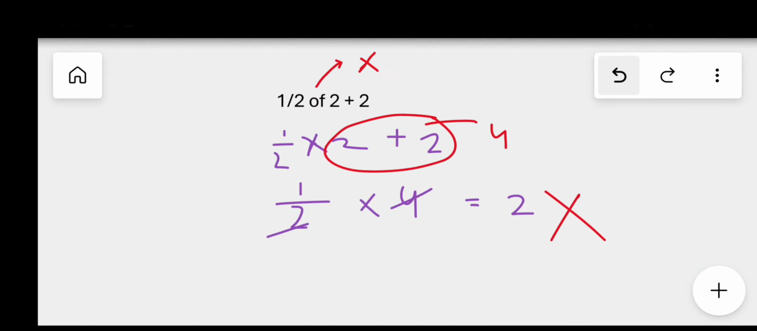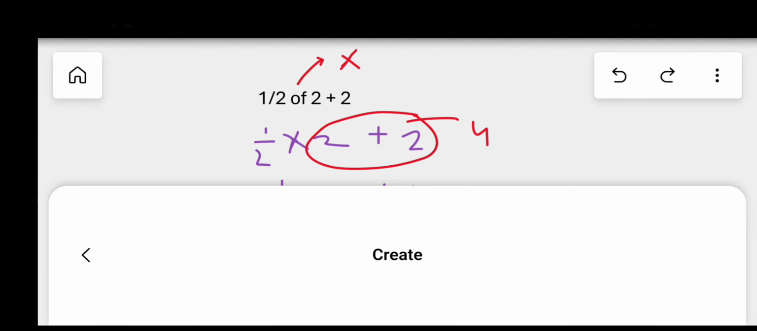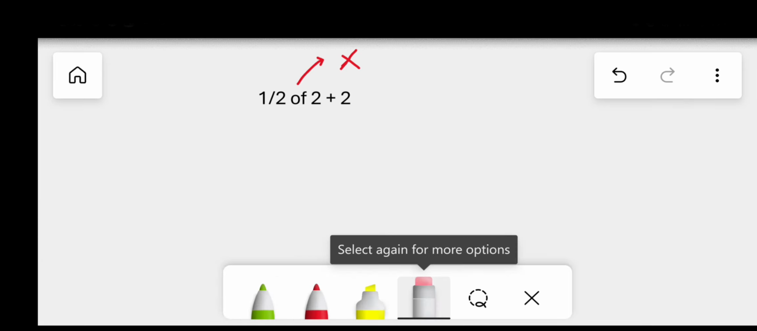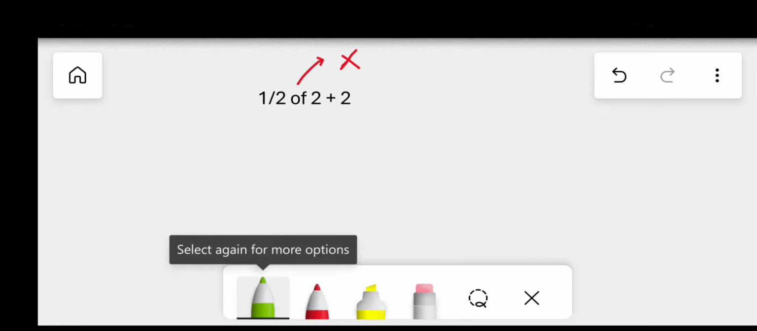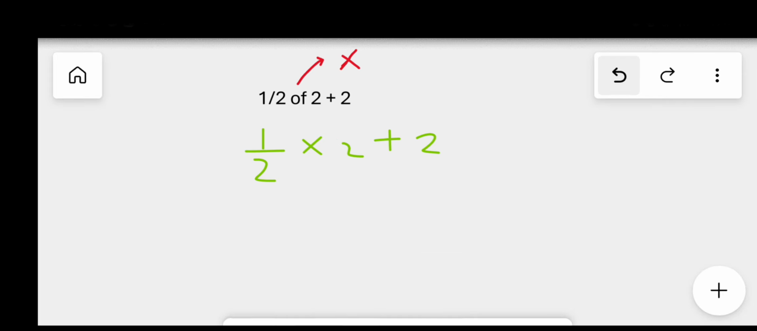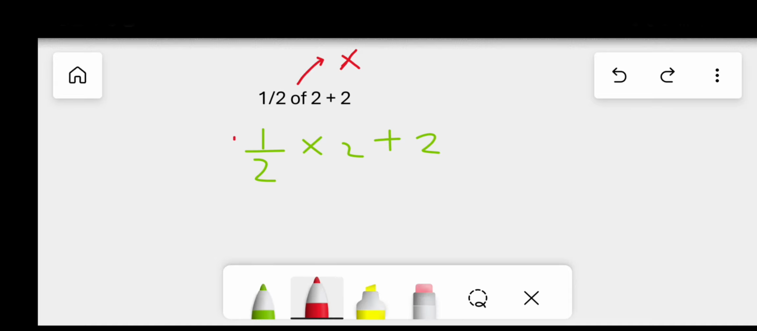So first let's go back to the old question and see what mistake we made here. Let me erase this. Here we have half of 2 plus 2, where of is replaced by multiplication. We just learned that we have the BODMAS rule. We were adding these two at first, but now we know that is a wrong process.